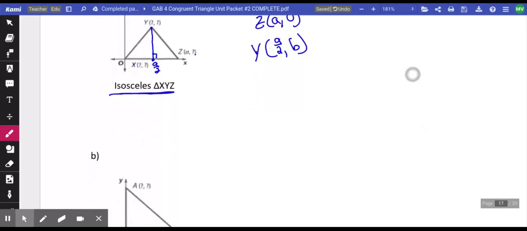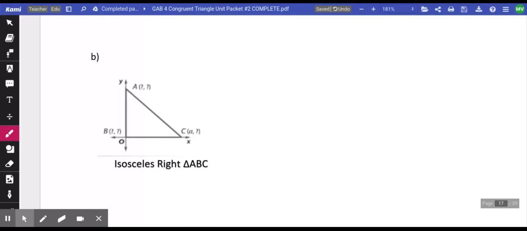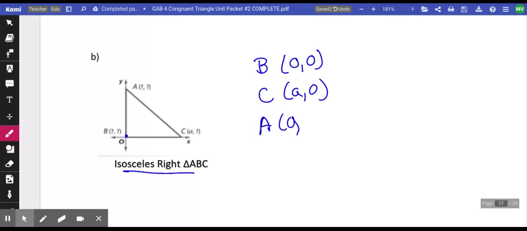Okay, so letter B. We know it's an isosceles right triangle. Well, again, point B is the easy one because it's at the origin. C is (a, 0) because, again, it's on the x-axis. I know A is (0, something) because it's on the y-axis. Now we have to focus on the fact that we were told it's isosceles, which means our two legs are equal. So this leg right now is a units long because it's from B to C. So this has to be a units long, which means A is going to be (0, a).